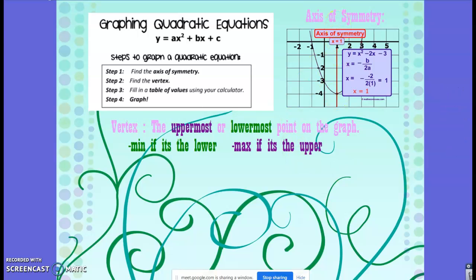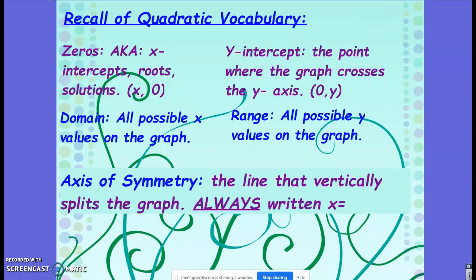All right, so a little vocab review. You already know what the zeros are. They're also called x-intercepts, roots, and solutions. It's written as an x value, comma, 0. You know a y-intercept. We've had that on every graph so far this year. Where you cross the y-axis, which is where x is 0, and then the y value. Domain is all possible x values. Range is all possible y values.